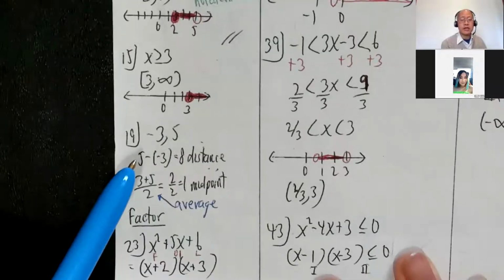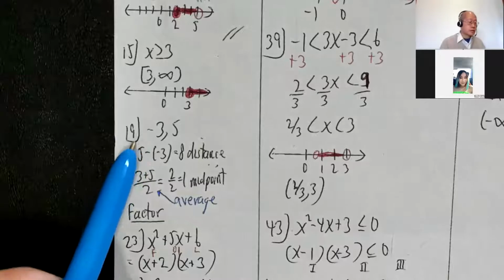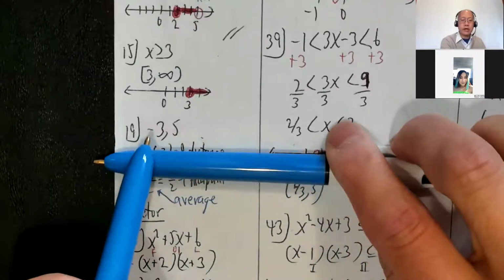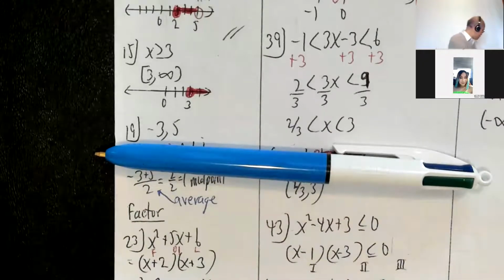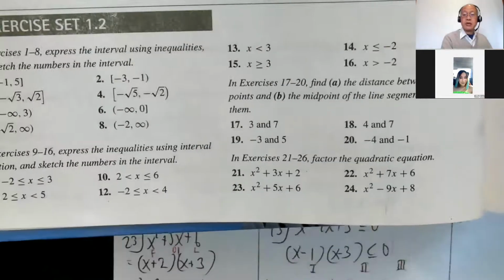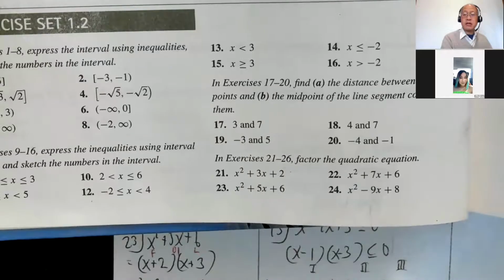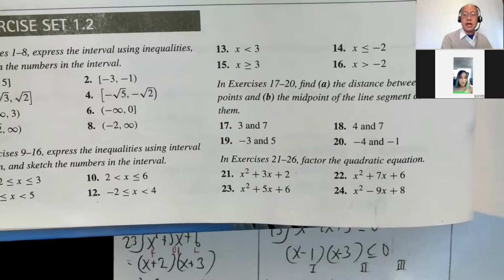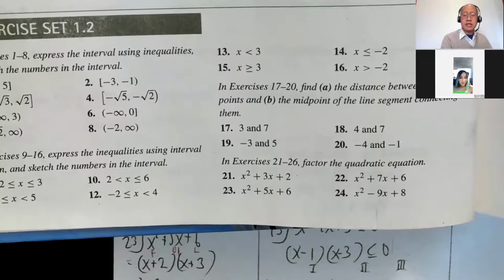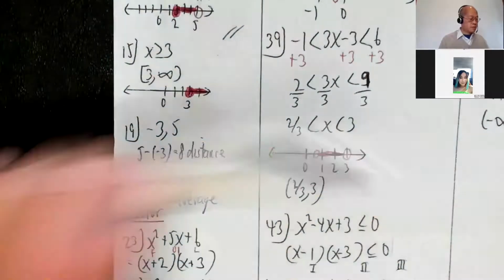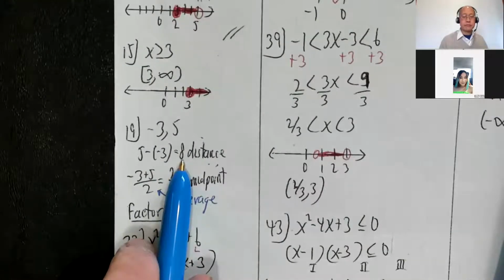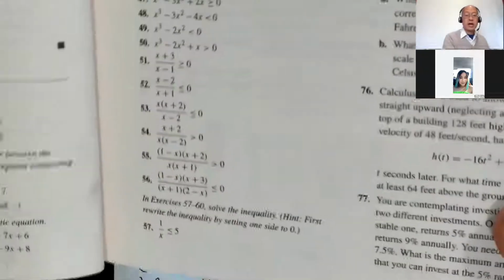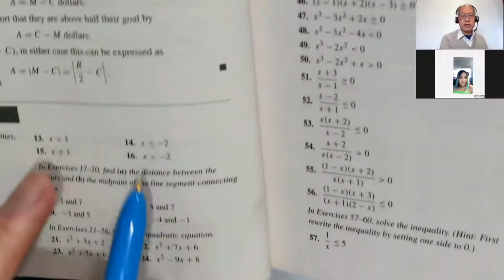All right, we had some problems involving distance between two points. On a number line, what's the distance between -3 and 5? That's pretty straightforward. It's just the bigger minus the smaller. Again, these are problems right out of the homework. Problems 17, 18, 19, 20: find the distance between the points and the midpoint. So distance is just bigger minus smaller. 5 minus -3 is 8. How do I find the midpoint?